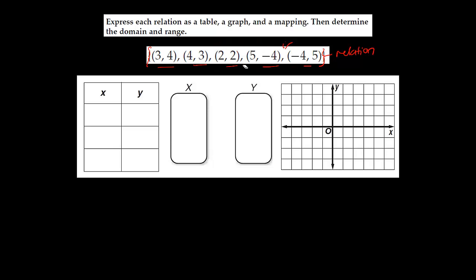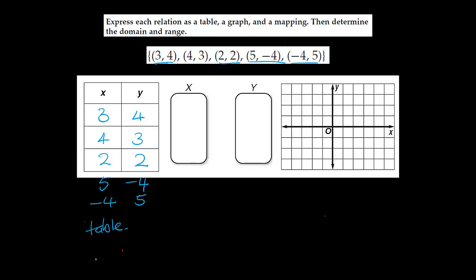So let's get started. The first thing I want you to do is write a table from the relation. Let's do our relation in blue. I'm going to look at my first ordered pair, x is 3, y is 4, so I'm going to write 3, 4, straightforward. X is 4, y is 3, so I write 4, 3. X is 2, y is 2, so 2, 2. X is 5, y is negative 4, so 5, negative 4. X is negative 4, y is 5, so negative 4, 5. And that is how you write a table. Easy as pie, you just take the ordered pair and write it exactly as it is. Now, let's write a mapping.